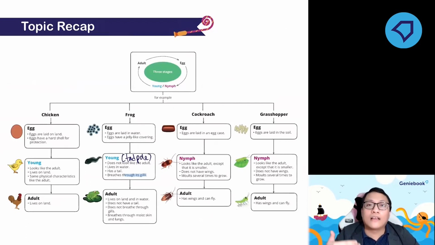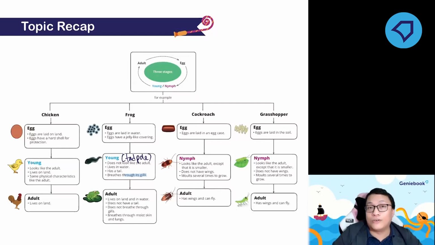Then the adult can reproduce, and the adult breathe through lungs. Not only lungs, the adult also breathe through one part of the body. Can you mention it? The adult frog also breathe through moist skin. A lot of you actually mentioned moist skin as well. Good job. So the adult frog breathe through moist skin. So that is for the frog.